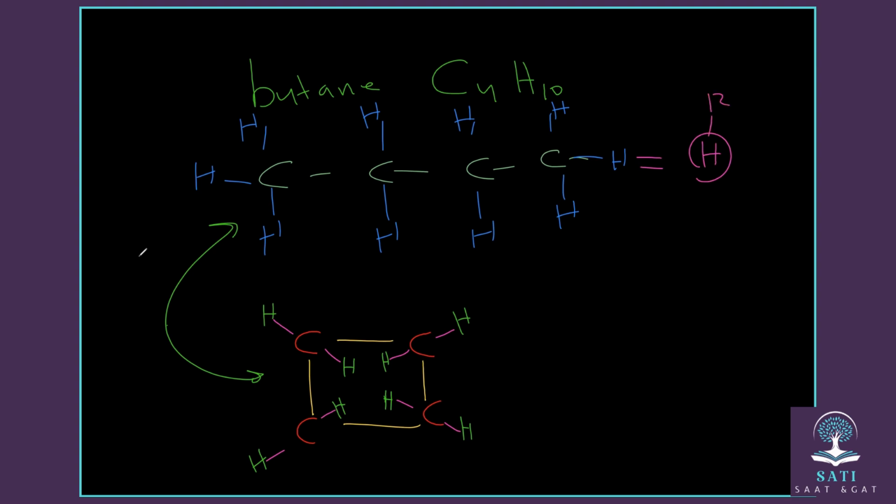There are 10. Sorry, here there are 10. But in this shape, how many hydrogen atoms? If you count each corner, it has 2 hydrogen atoms. So that means it has 8. Good. And all of these are singular bonds.